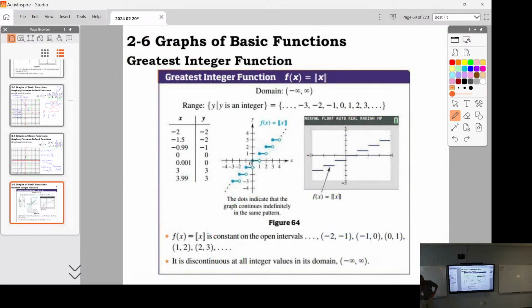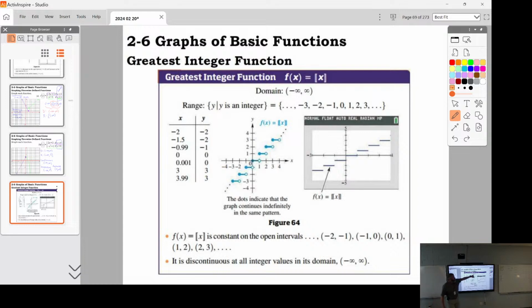The greatest integer function. The greatest integer means exactly what it says. If I'm walking along a graph, what was the last integer I passed? The domain of the greatest integer function is negative infinity to infinity. X can be anything. But the output can only be integers. Hence the name greatest integer function. Well, if the output can only be integers, guess what the range is? All integers.